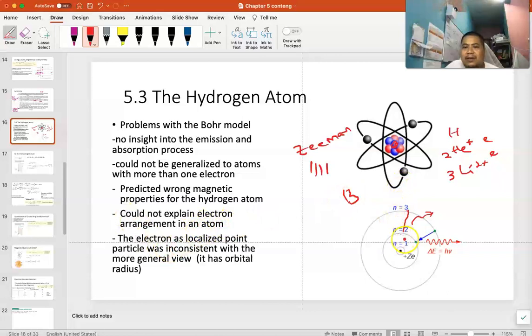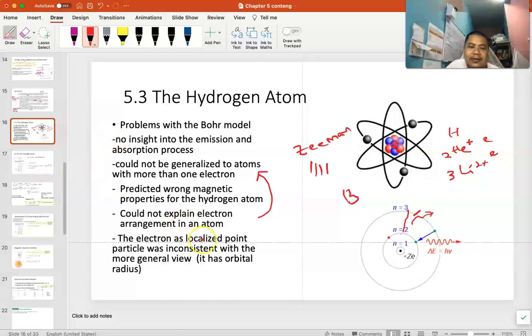And then it could not explain electron arrangement in the atom. For example, how many electrons should be here, how many electrons can be allowed to be here. It cannot predict that. That means the Bohr model cannot explain more than 1 electron. So if we have 2 or 3 electrons, it cannot explain why, and it fails.